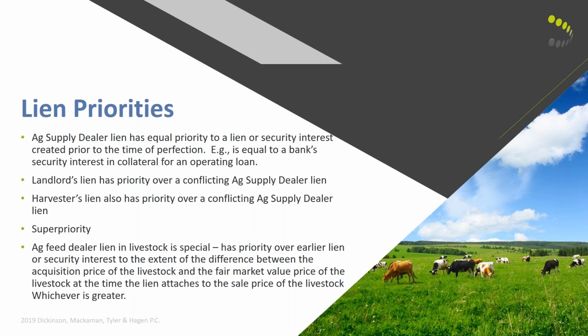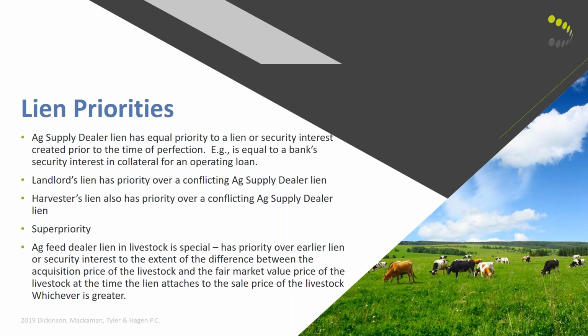And then last bullet point, the agricultural feed dealer lien in livestock, as I've said, is special over the earlier lien or security interest to the extent of the difference between the acquisition price of the livestock and the fair market price of the livestock at the time the lien attaches to the sale price of the livestock, whichever is greater. I know I said that twice, but you almost have to read it twice or look at that a couple of times and think about it, because it's drafted sort of oddly in the statute. It's worth noting that's one of those situations that can be very factual intensive in terms of the calculation as to the amount of the lien.